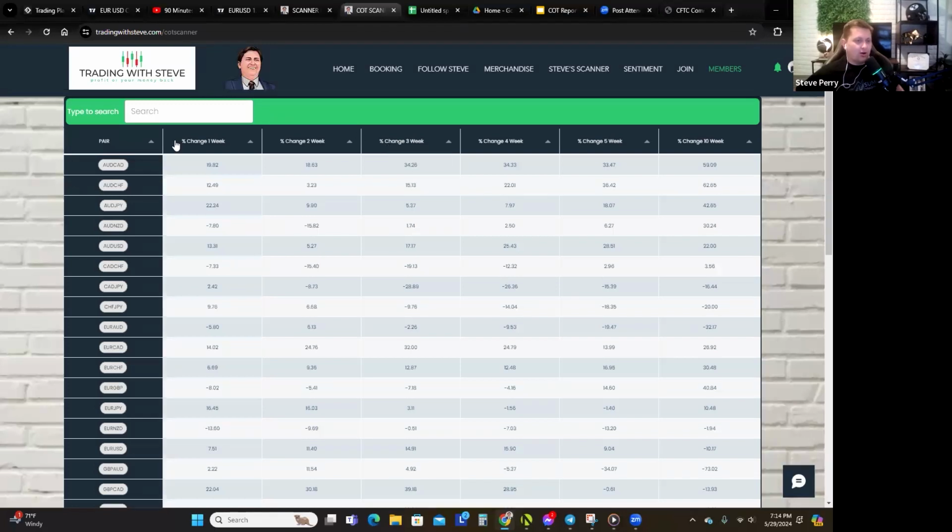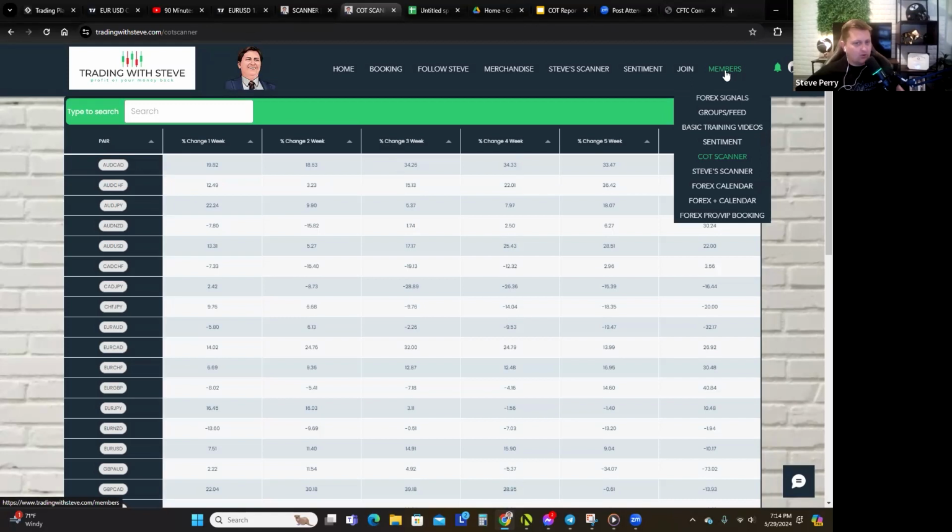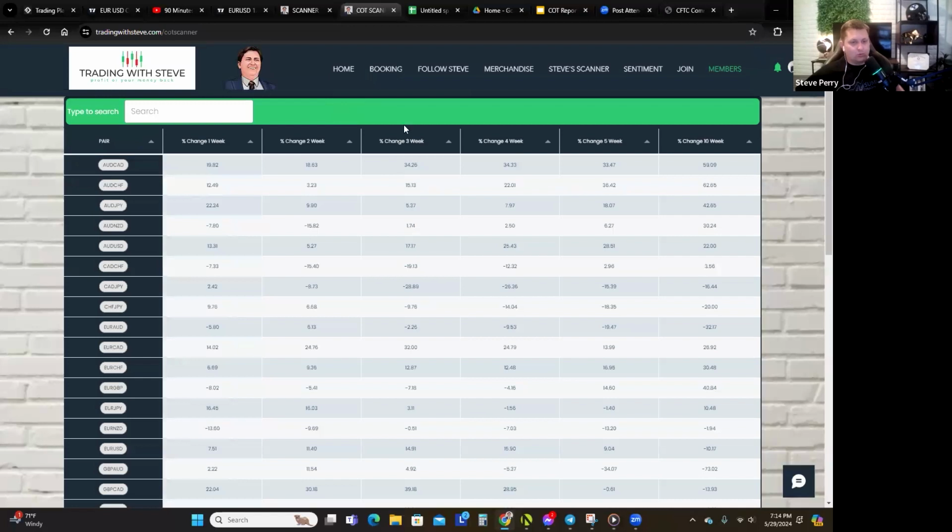Okay, so on the COT scanner, this is one of the scanners that we have on the site. You can access this right here if you go to members and then you hover down and click on COT scanner. It's available right here. And you guys can look at this 24 hours a day. It will have the most recent COT report data right in front of you.